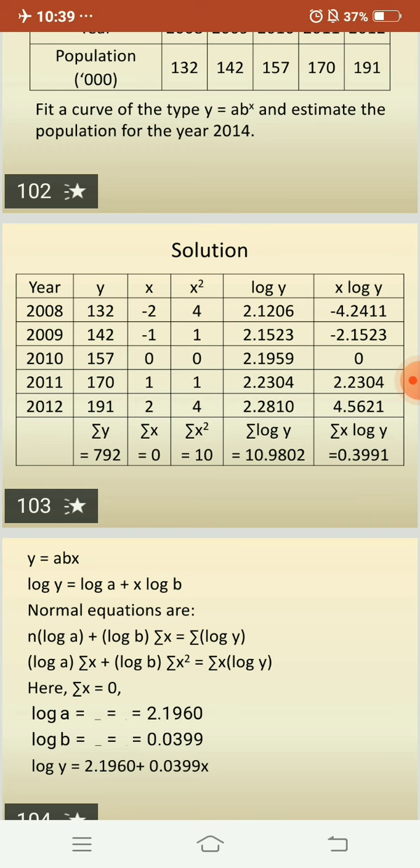Here log 132 means 2.1206. Log 142 gives 2.1523. Log 157 gives 2.1959. Log of 170 is 2.2304. Log of 191 is 2.2810. The summation of log y equals 10.9808.